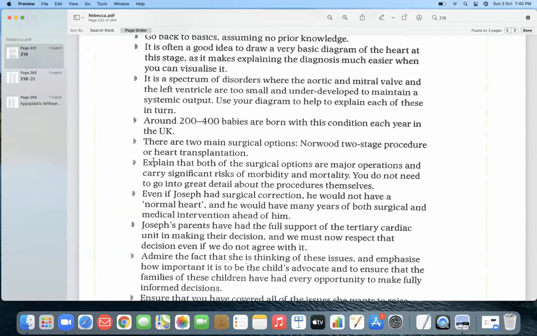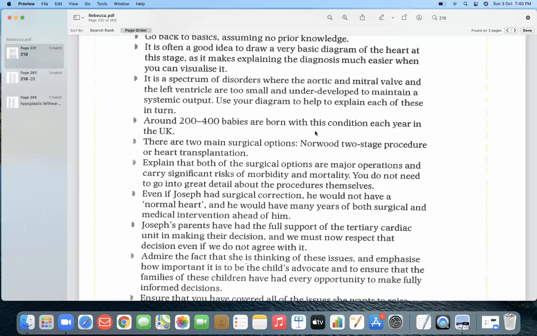How do you explain? It is a spectrum of disorders where the aortic and mitral valve of the left ventricle are too small and underdeveloped to maintain a systemic output. Use the diagram to help explain each of these in turn.